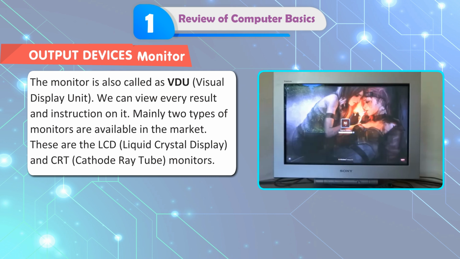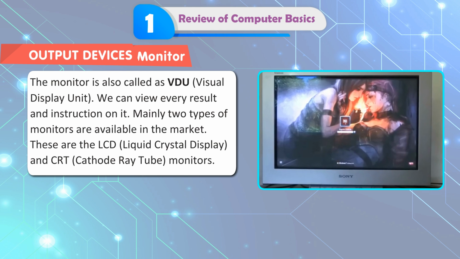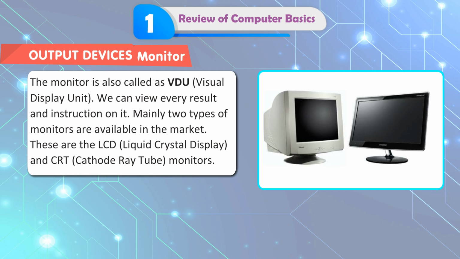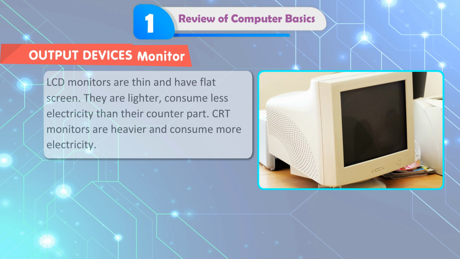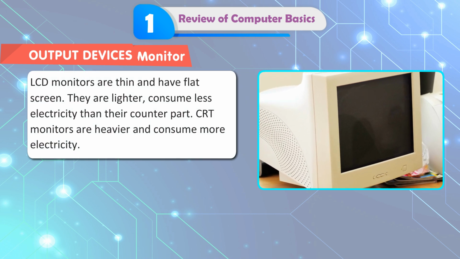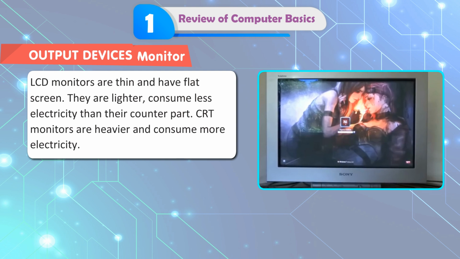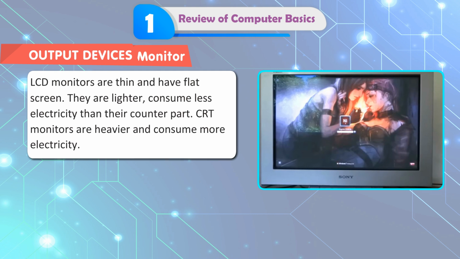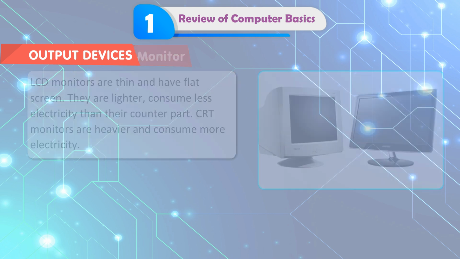Mainly two types of monitors are available in the market. These are the LCD, Liquid Crystal Display, and CRT, Cathode Ray Tube monitors. LCD monitors are thin and have a flat screen. They are lighter and consume less electricity than their counterpart. CRT monitors are heavier and consume more electricity.